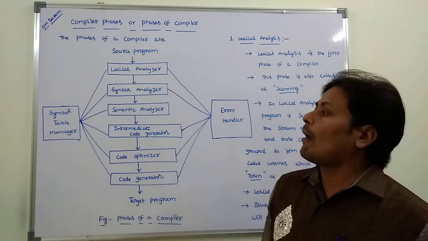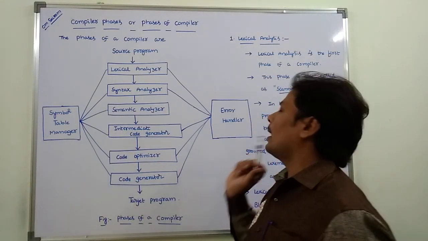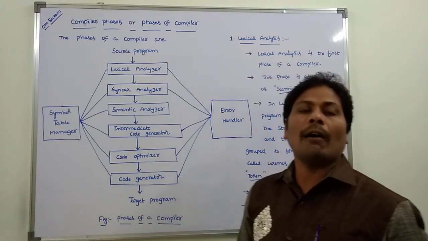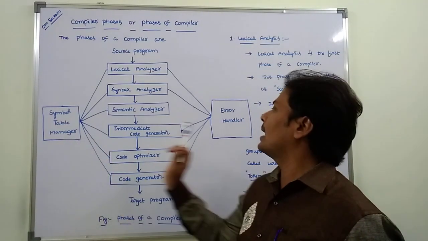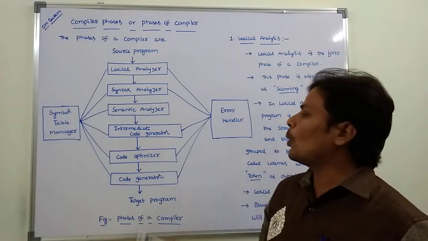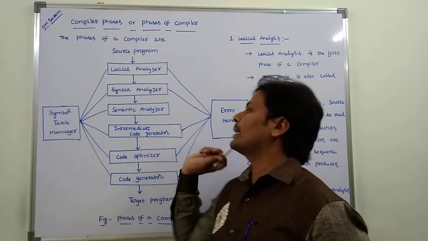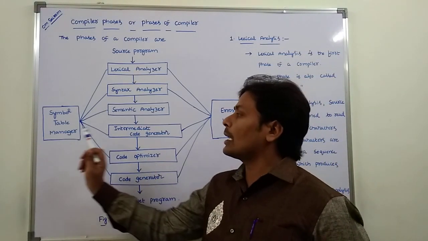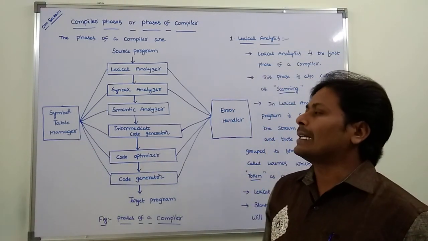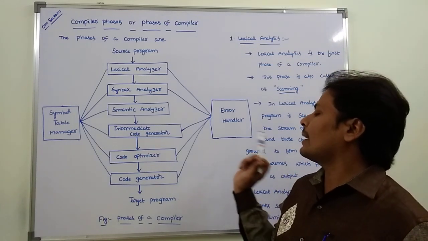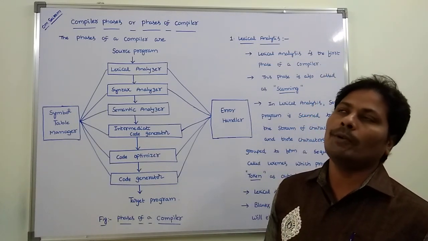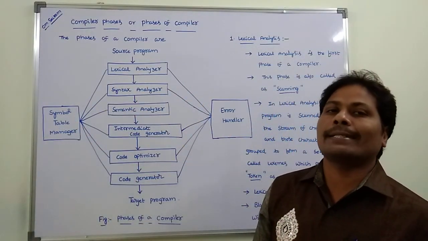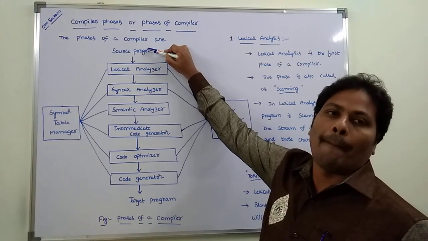Semantic analysis phase also contains symbol table and error handler mechanism. Intermediate code generator also contains symbol table manager and error handler. Code optimization also contains symbol table manager and error handler. Code generator phase also contains symbol table manager and error handler. Okay, so the input for all these phases is the source program.